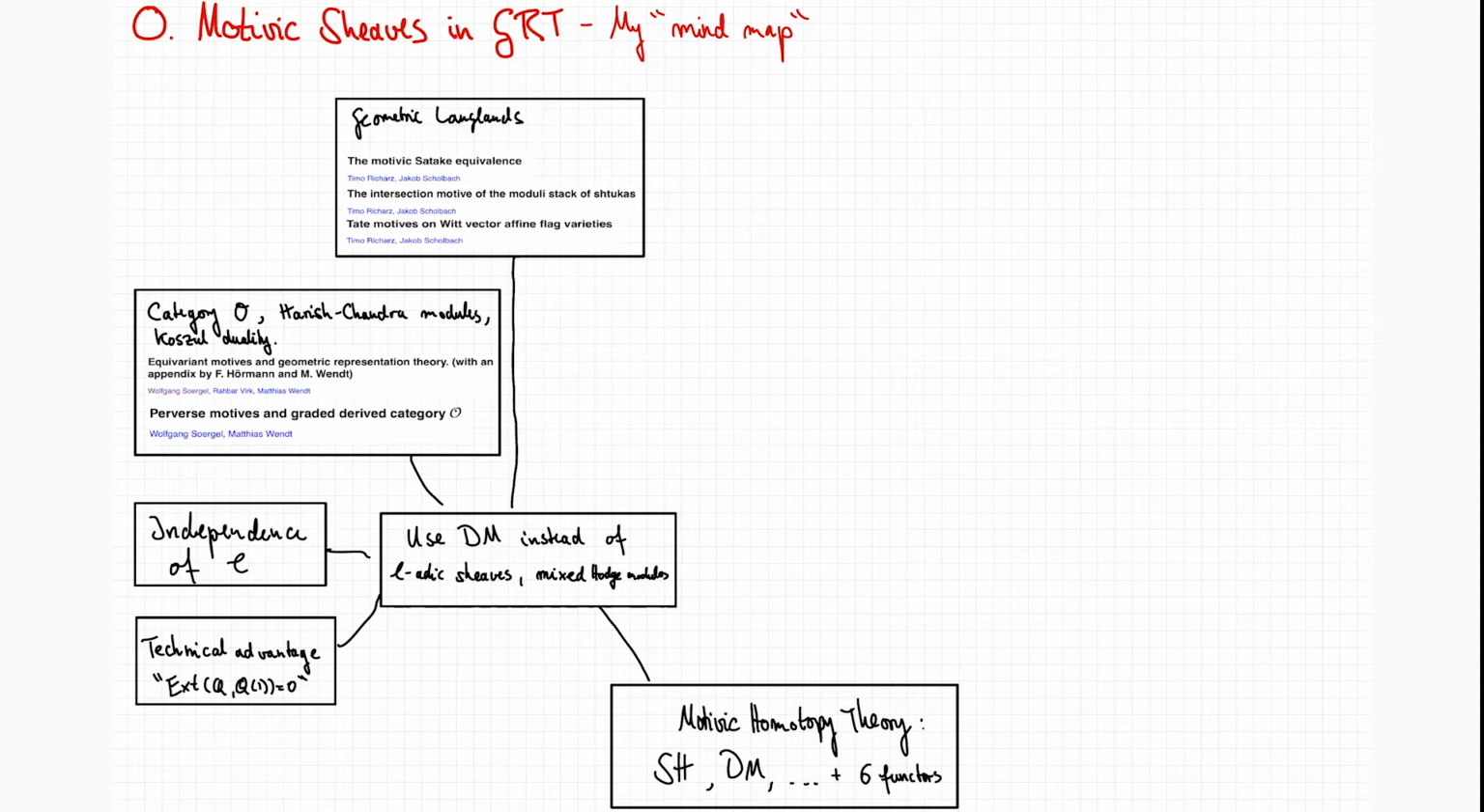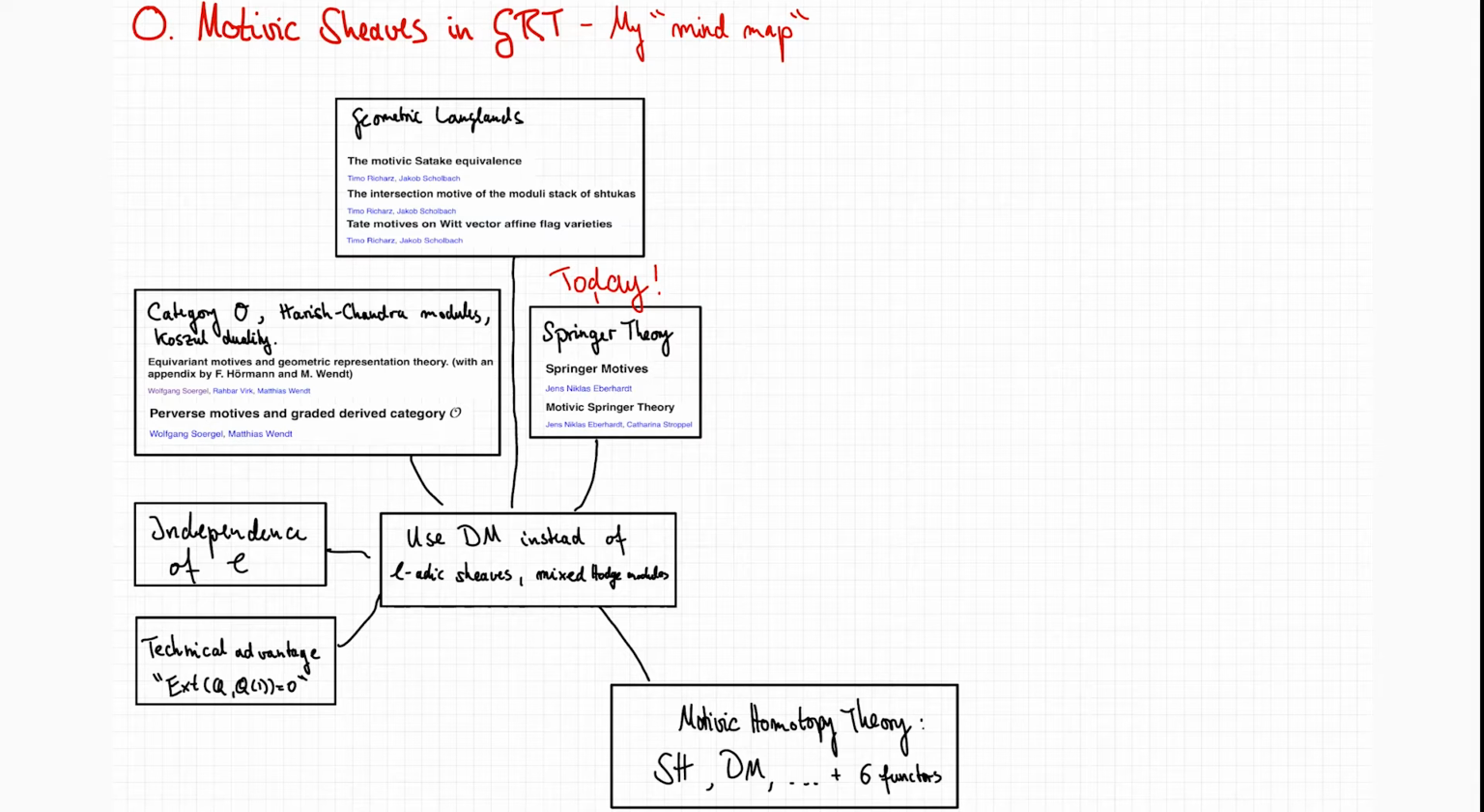Then there's also the work of Richarz and Scholbach, who applied this in the geometric Langlands program. I hope I'm not saying anything wrong. And I guess one question here would exactly be an independence of L question. There's a conjecture of Lafforgue on some kind of independence of L, which they hope to prove with motifs as well. We hope that, yeah. Okay, good.